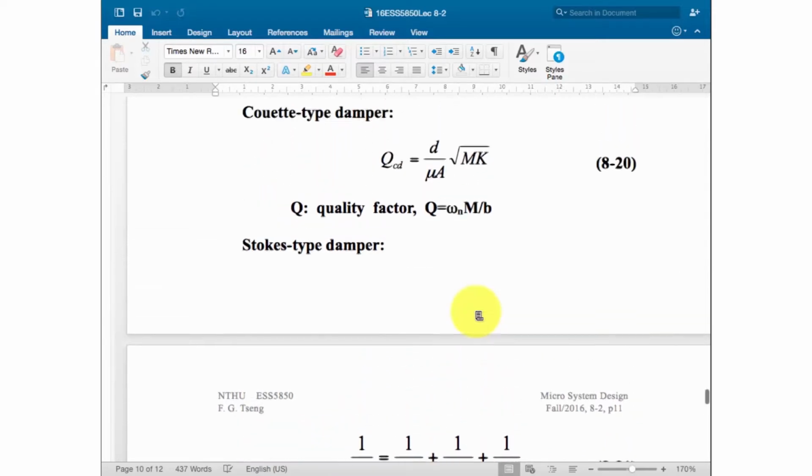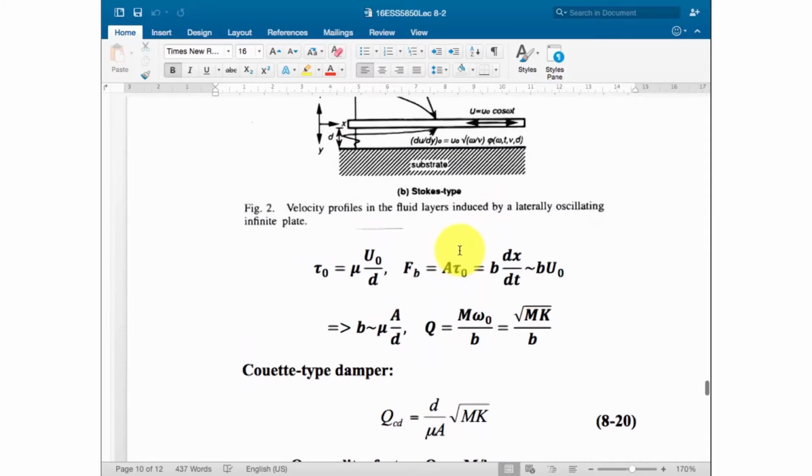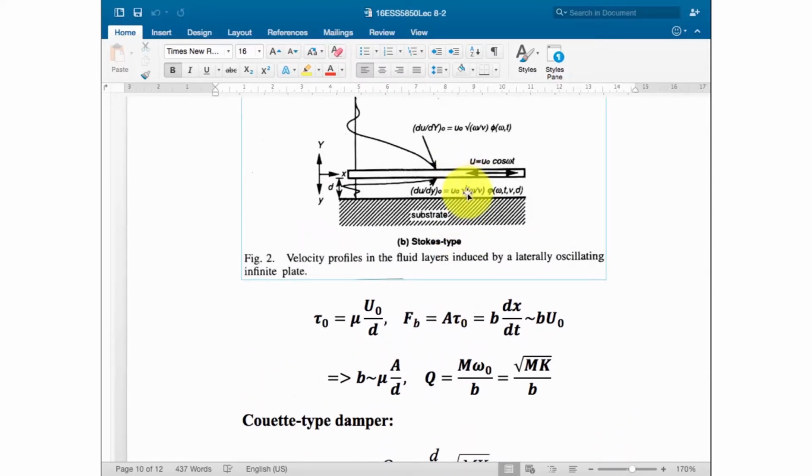The quality factor in the Couette type, we only consider between the plate and the bottom surface, right? But in Stokes type, not only this position, you also need to consider from the plate to the top air. You have air on the top, so there's another damping on the top. And also on the sides. On two plates, you have two sides. So you can consider bottom, two sides, and the top.